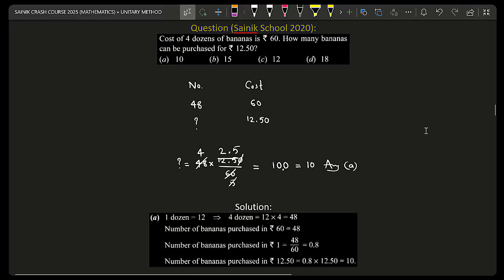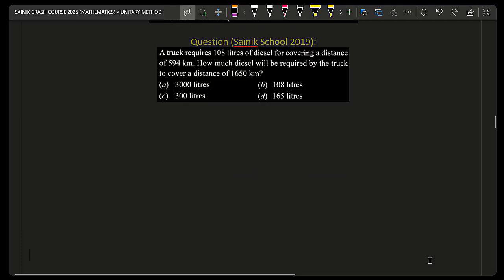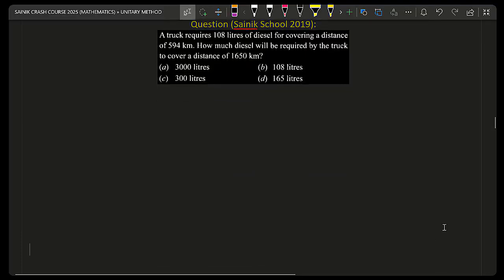Next question. Let us see who will answer the next question. See, the method used in solving the textual solution is the unitary method. Before finding for 12 rupees 50 paise, they found for 1 rupee. That is called the unitary method. Next question.